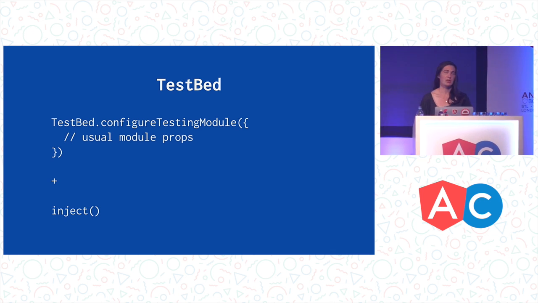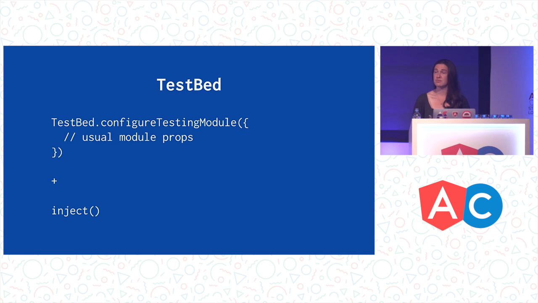So we have the TestBed. The first thing that we're going to need to do with it is configure our testing module, which has the same module properties that you would use if you were using an annotation. And then there's also this inject helper function, which will let us actually use the dependency injection that's been created by our testing module.